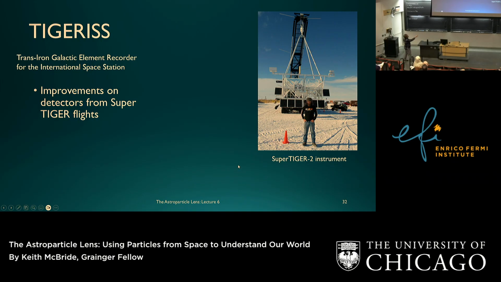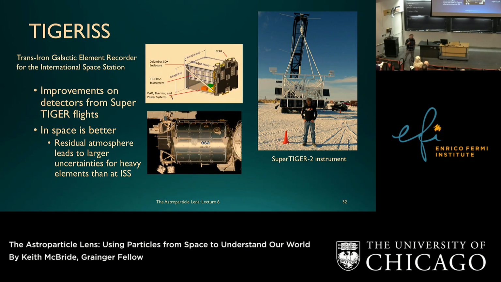So this was the flight from McMurdo, from the Long Duration Balloon Facility in Antarctica, from 2019, of Super TIGER 2. But the reason they need to go to space is because space is better, right? It's not just better, it's because there's residual atmosphere above the balloon. The balloon only gets to 40-kilometer altitude, whereas the ISS is at least 3 or 4 times higher than that. Probably the altitude's closer to 200 kilometers or something, right?